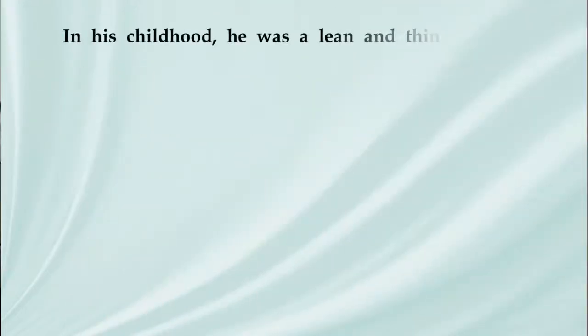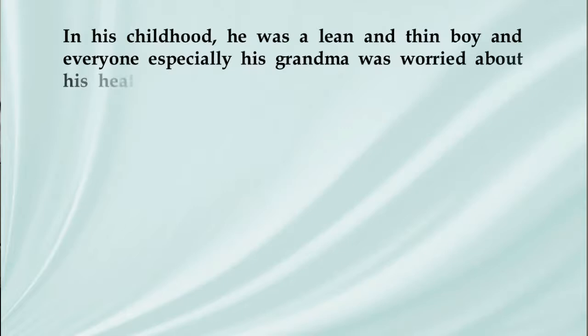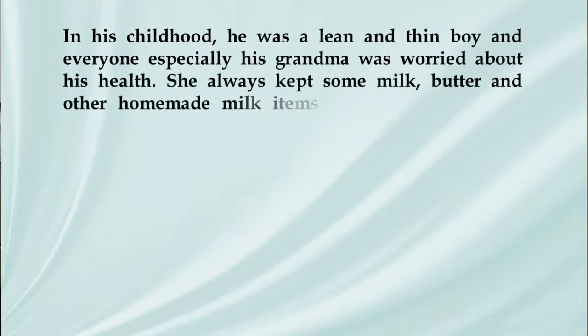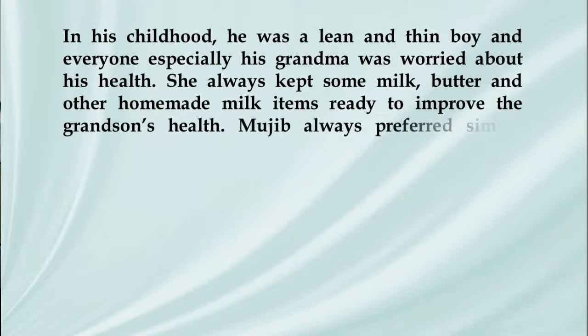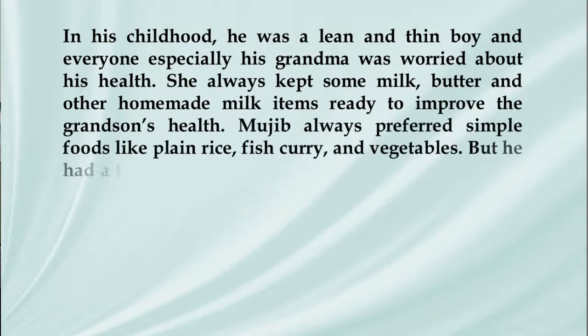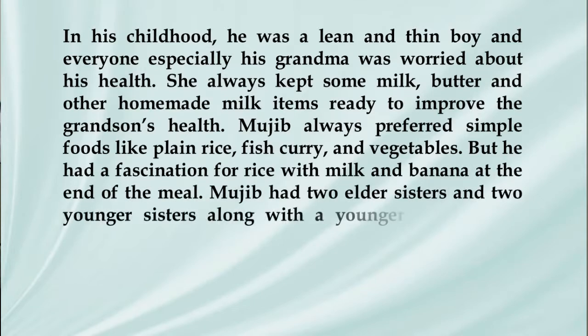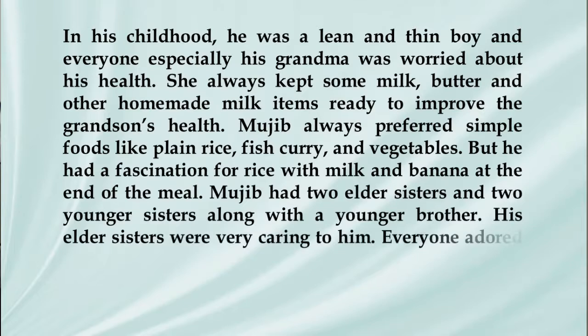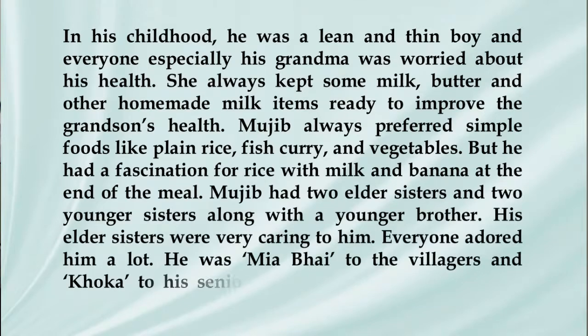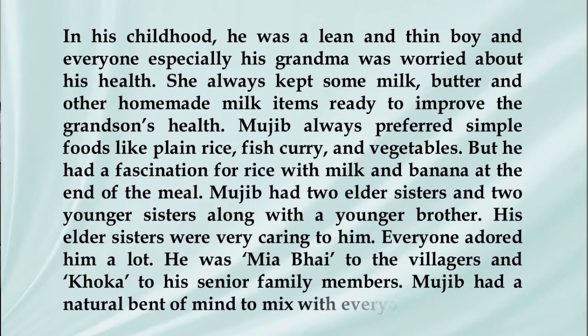In his childhood, he was a lean and thin boy, and everyone, especially his grandma, was worried about his health. She always kept some milk, butter, and other homemade milk items ready to improve the grandson's health. Mujib always preferred simple foods like plain rice, fish curry, and vegetables. But he had a fascination for rice with milk and banana at the end of the meal.